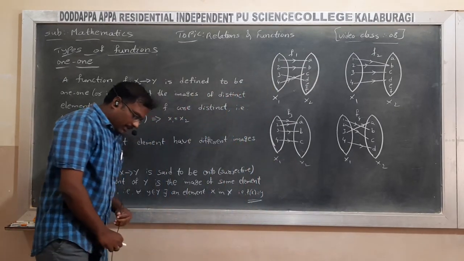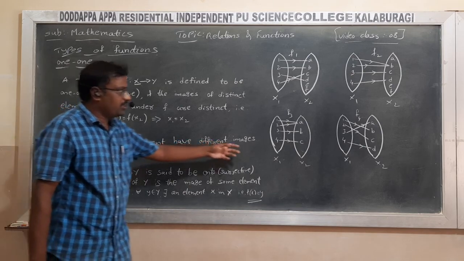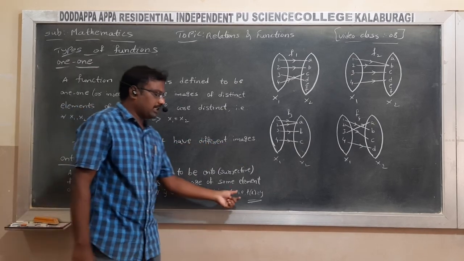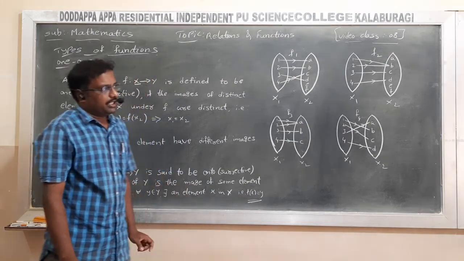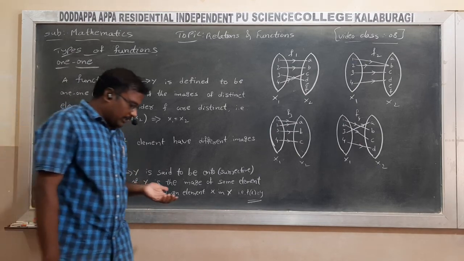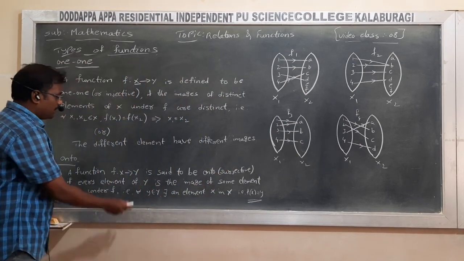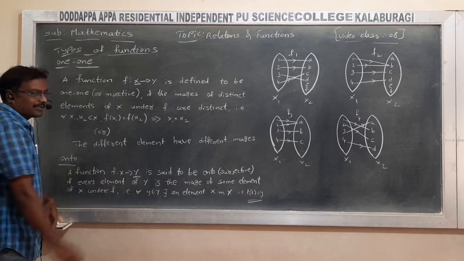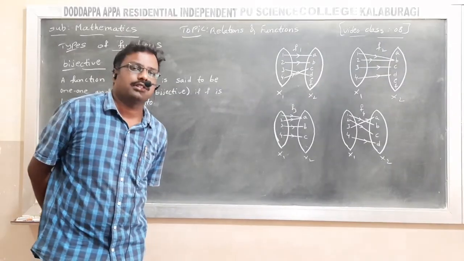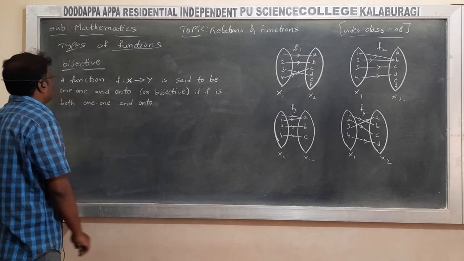So once again I will repeat: one-one function means different elements have different images, and onto function means if you consider f of x equal to y, then find the f inverse of y, and the answer should belong to the given set, that is X. Next, another one, bijective function.